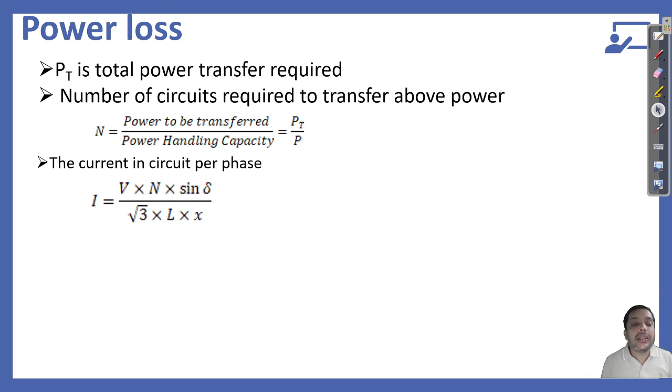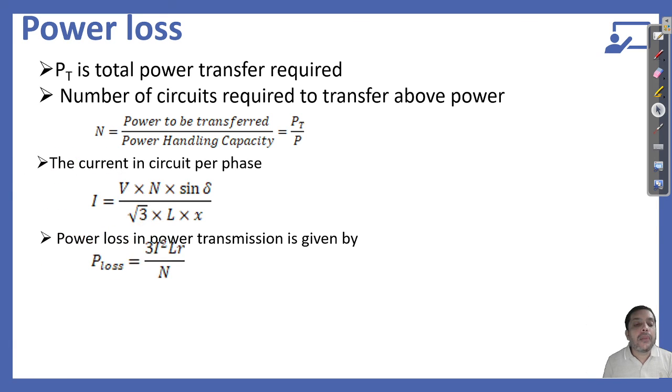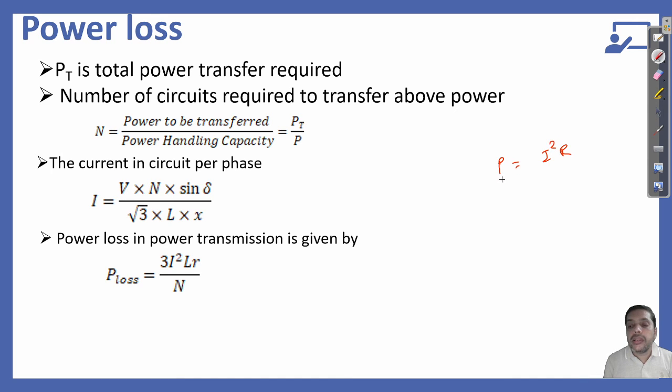Then the per phase current is equal to V into N, the number of circuits must be taken into account, sine delta over root 3 L into X. So that will be the current. How will we calculate the power loss in the transmission line? Power loss is equal to 3I square R. We know that power loss in a single phase circuit is equal to I square R. In the three phase circuit, we have to multiply it by 3.